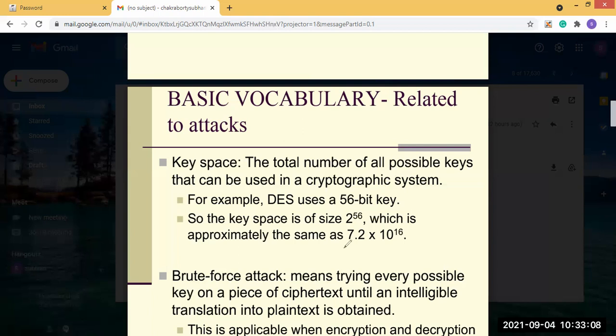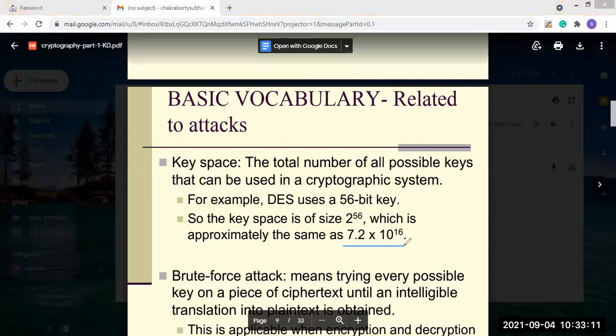Try out every possible solution means trying this 7.2 into 10 to the power 16 number of keys, every possible key. So if we want to break DES, the value is 7.2 into 10 to the power 16, which is every possible key. Each and every key you should try until the plain text can be obtained. So that means try out every possible solution until you get the intelligible translation into plain text.